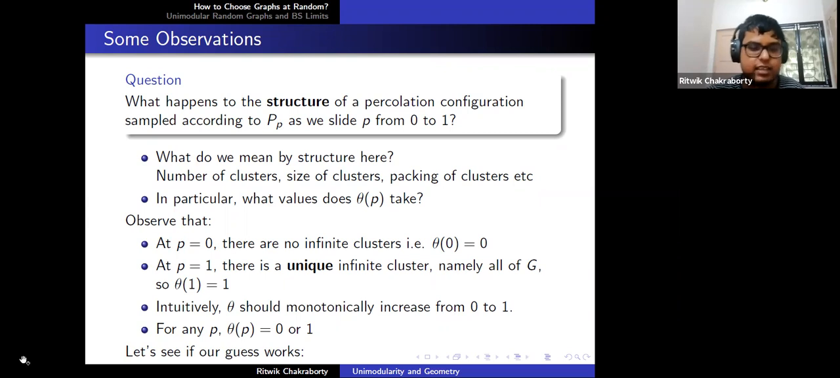Right? So let's see if our guess works. These are our guesses. I mean, the first two are clear. The second two are something that we've intuitively guessed. So let's see if it works.